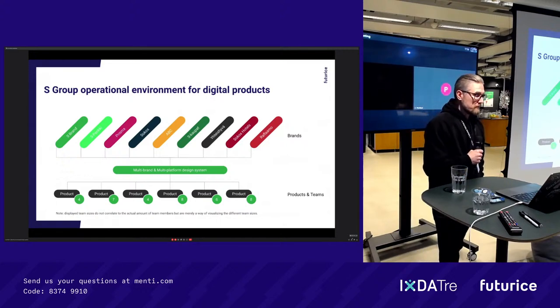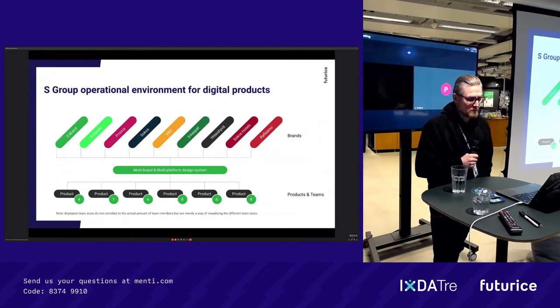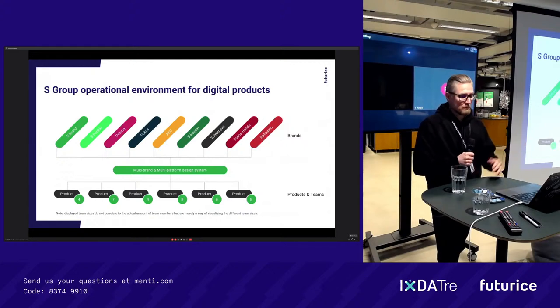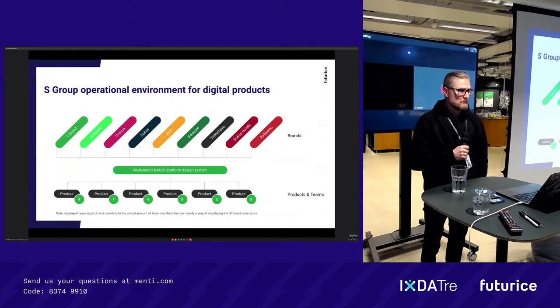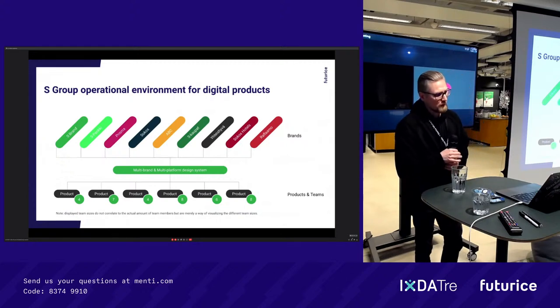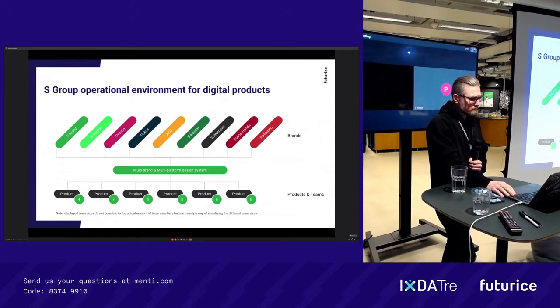And about the numbers, here are some of the brands. Let's say Sokos Hotels is one of many, but they actually have four brands inside there, so it's getting bigger and bigger. I counted today that it's something like 12 brands that we have been working on this year, and it's going to be even bigger in the future. So lots of things to work on at S Group.